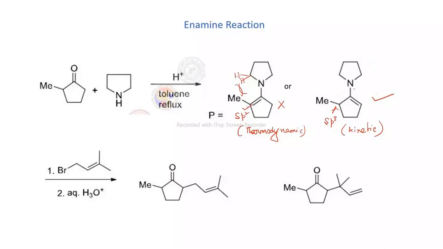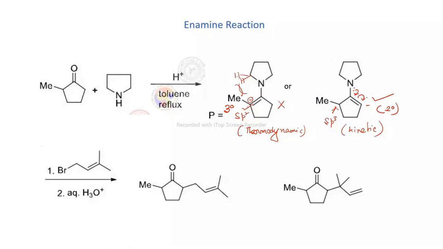Another reason is, if we do the conjugation like this, with nitrogen here, then the negative charge will be at a secondary position. But if we do it here, the negative charge will be at a tertiary center. Okay, so a secondary carbanion is more stable than a tertiary one. That's why this type of intermediate is also more favored. So that's why we get the less substituted double bond.